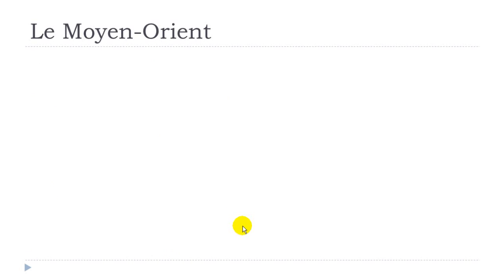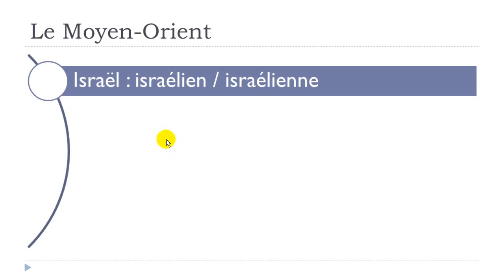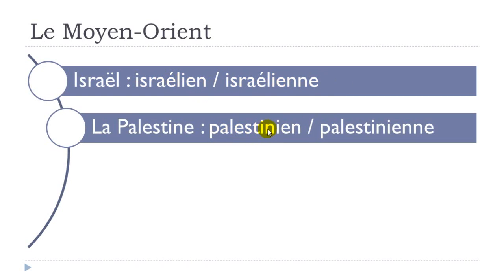Okay, and now we'll see the nationalities. So Israel, and I will put the masculine form and the feminine form. Israélien, masculine form, and then feminine form, Israélienne. Yen, yen. And then Palestinien, feminine form, Palestinienne.